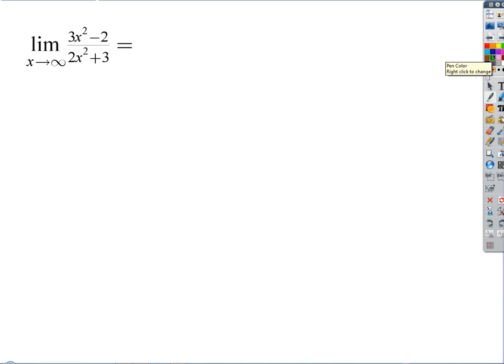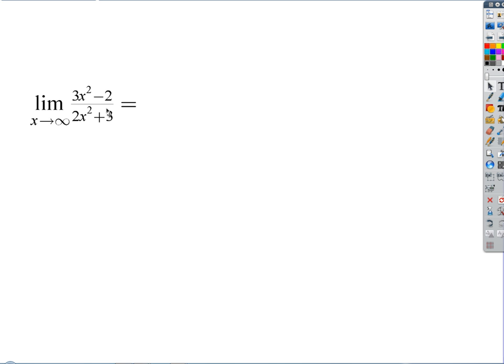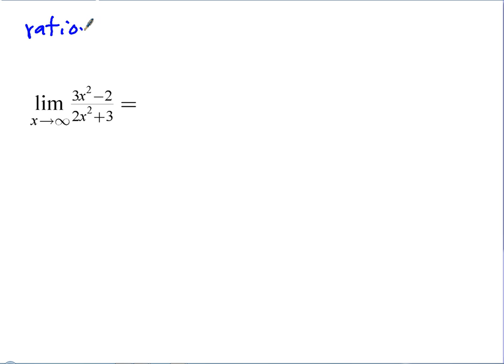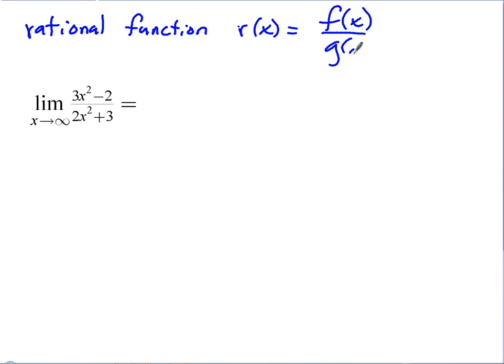What is a rational function, by the way? Because that's primarily what we're concerned with here. Rational functions. Good to know what these are. A rational function, r of x, could equal something like f of x over g of x, where f of x and g of x are polynomials. So it's just a ratio of polynomials. When we talk about a rational function, that's what we mean.